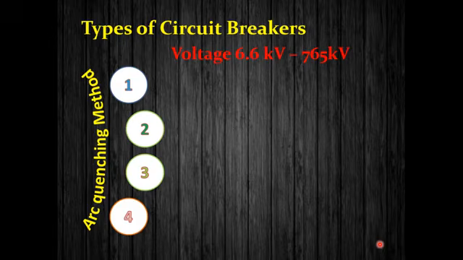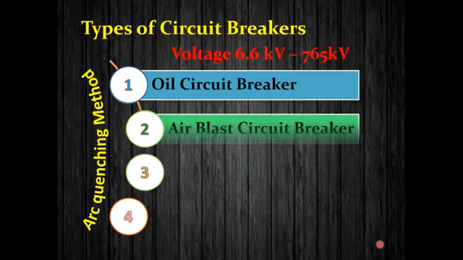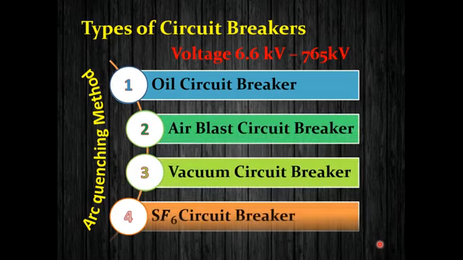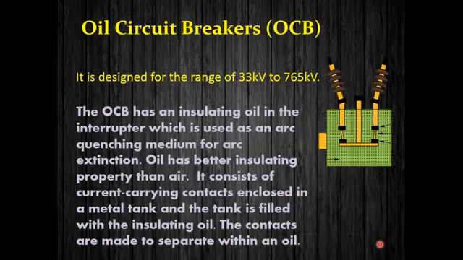So based on our quenching method, we have four different types of circuit breaker. The first is oil circuit breaker, then air blast circuit breaker, vacuum circuit breaker, and SF6 circuit breaker. So we will be going to discuss the working principle of each circuit breaker along with their advantages and disadvantages. So keep watching the video till the end in order to understand in which application we can use which type of circuit breaker. So let us start by defining the oil circuit breaker.